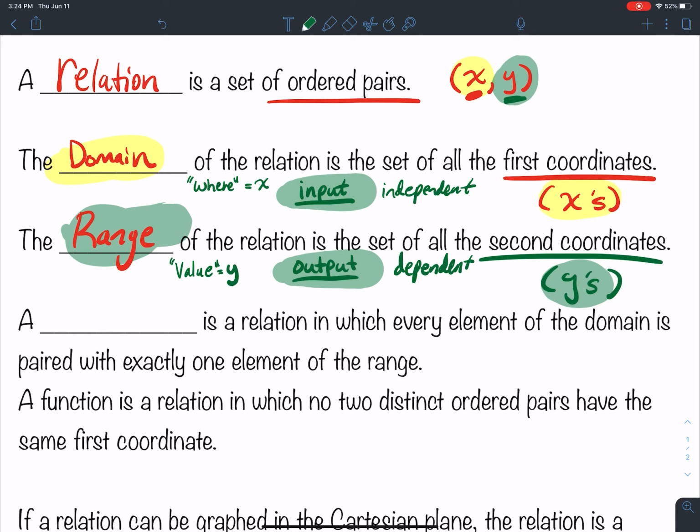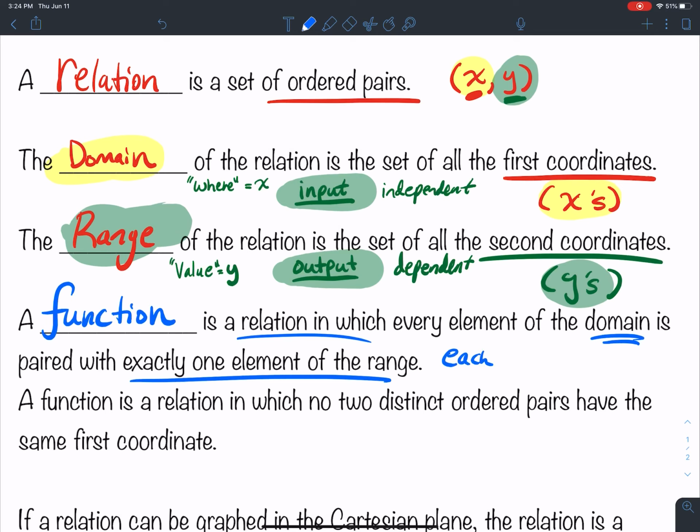Now, this definition here is one which we'll use every day for the rest of the class. This is the definition of a function. We're going to be dealing with functions for the remainder of the course. So a function is a special type of relation in which each x in the domain is paired with exactly one y. Each x goes to exactly one y.